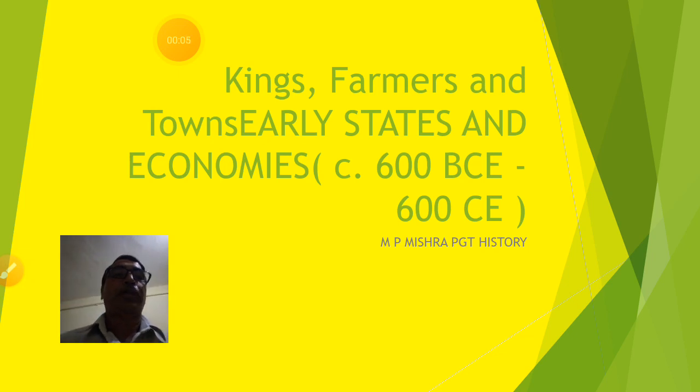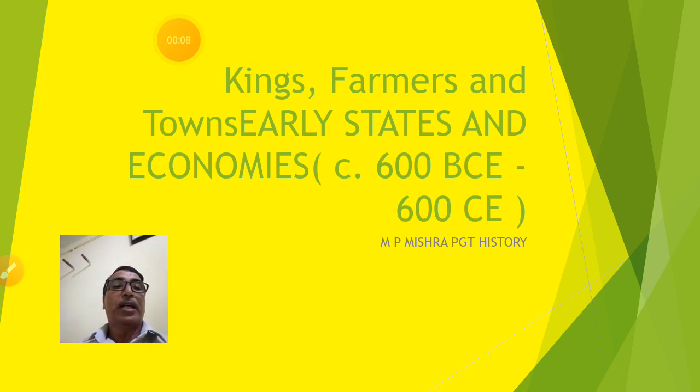Today we are going to learn about Kings, Farmers, and Towns: Early States and Economies, 600 BCE to 600 CE. Basically, in this chapter, we are going to learn about the 16 Mahajanapadas, their features, and about the administration. Here we have to learn which Mahajanapada was more powerful and how. So let us start this chapter.